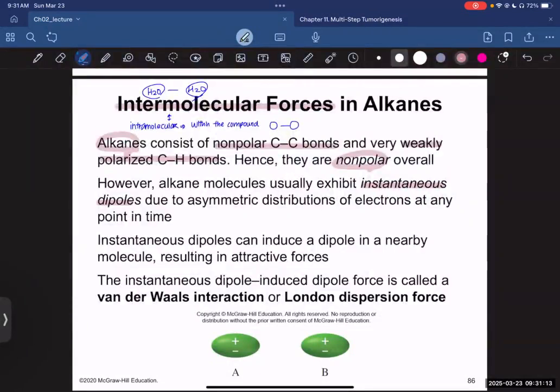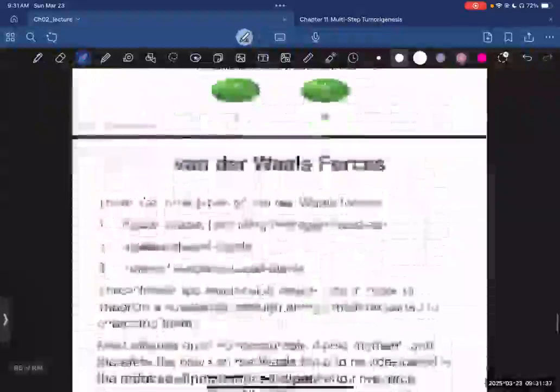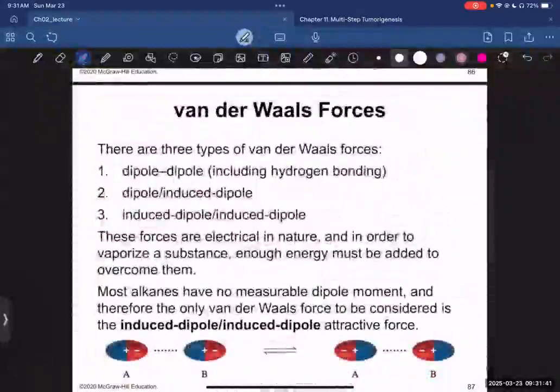And so when we have, for example, an instantaneous dipole, it can cause a dipole in other molecules, and they can be attracted towards one another. If we have this type of dipole induced among one another, we usually call that van der Waals interaction or London dispersion forces. There are three types of van der Waals forces, but to be more exact, we would usually just generalize this as intermolecular forces.